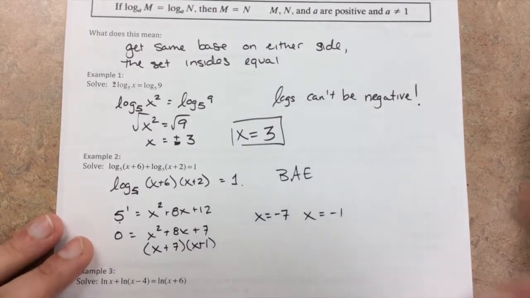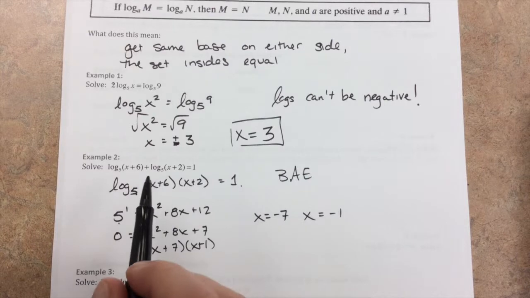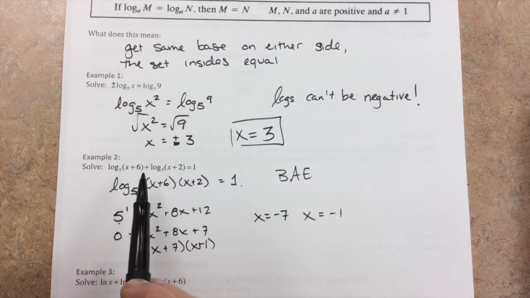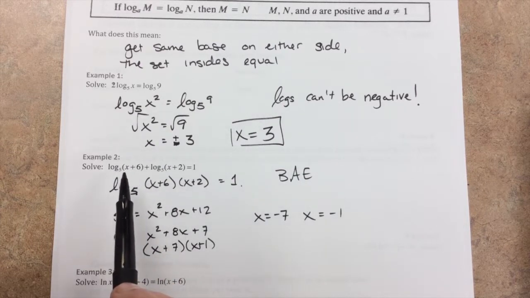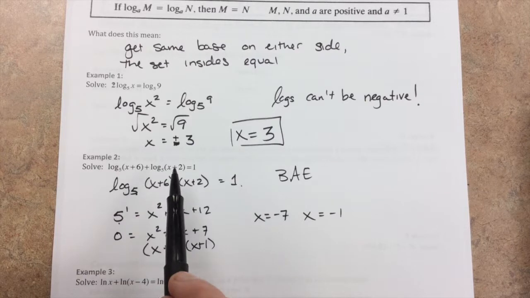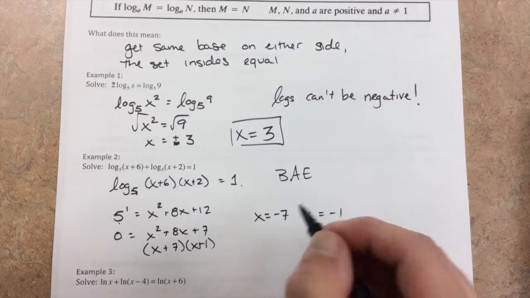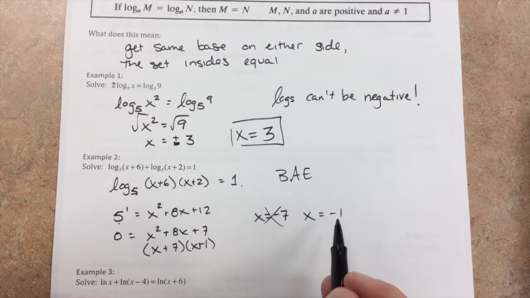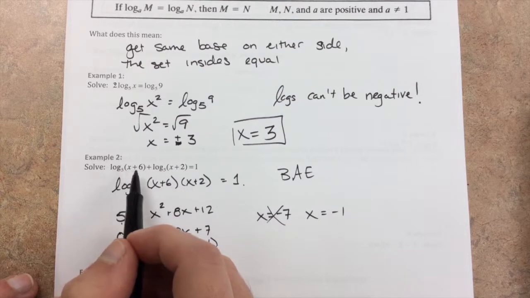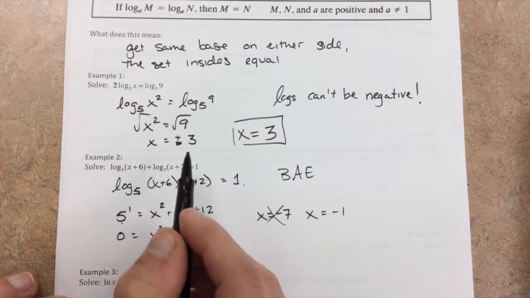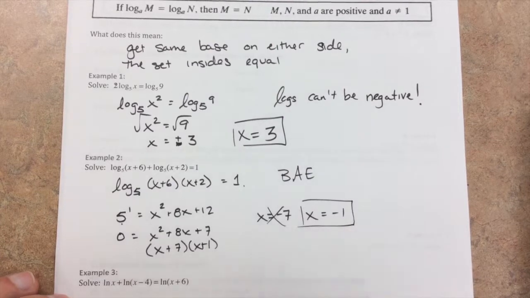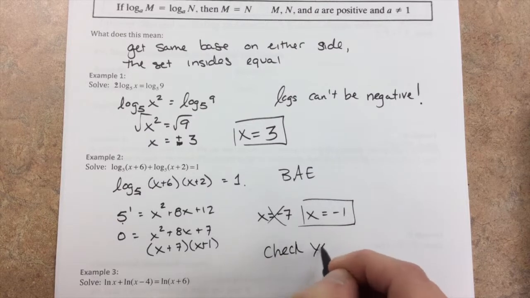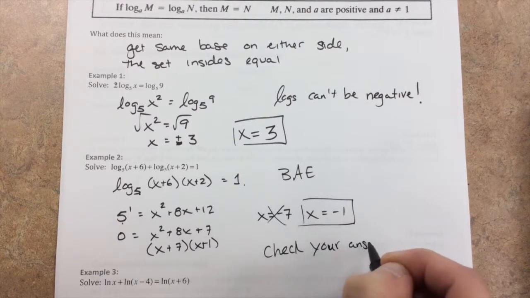Now, what we just said, logs can't be negative. So we have to check the original to see if either of these fail. If I plug in negative 7 here, I get negative 7 plus 6, which is negative 1, and I also get negative 7 plus 2, which is negative 5. Not good. So negative 7 doesn't work. If I plug in negative 1, negative 1 plus 6 is 5, and negative 1 plus 2 is 1. That works. So my only solution is x equals negative 1. Make sure you check your answers.